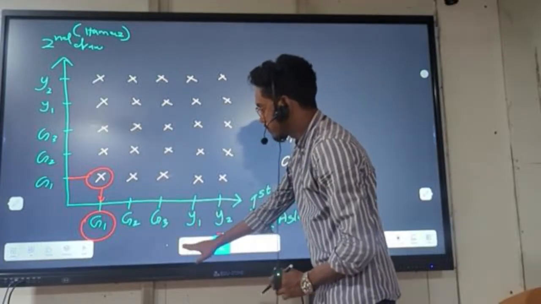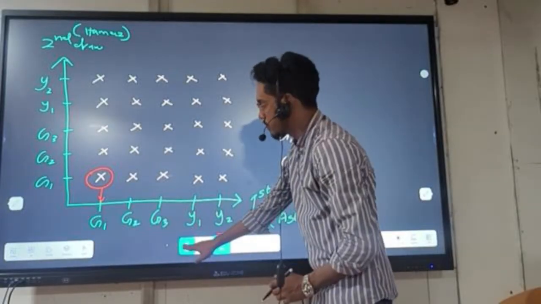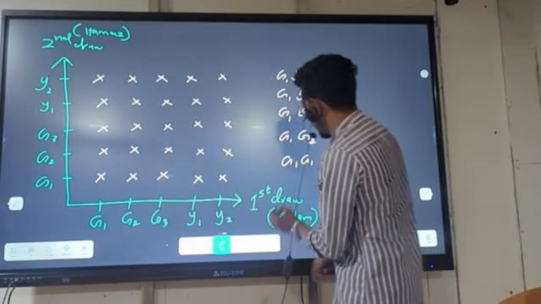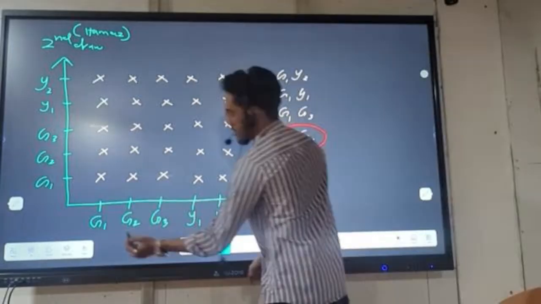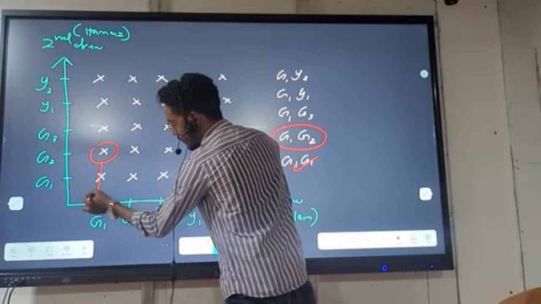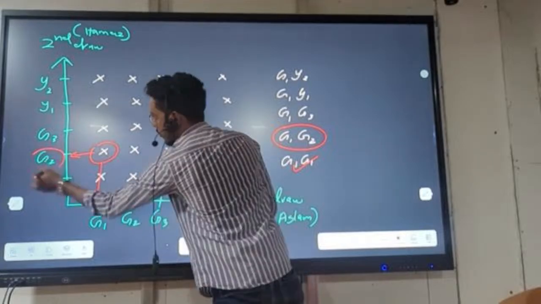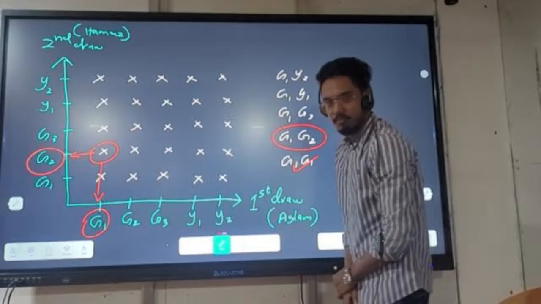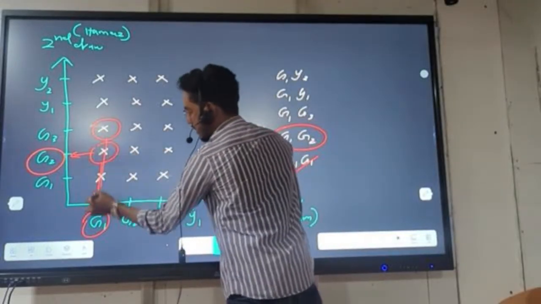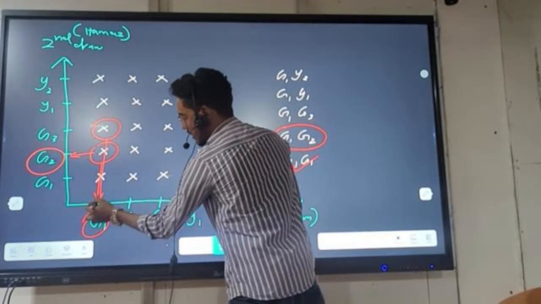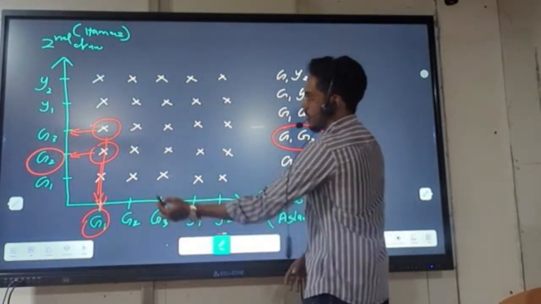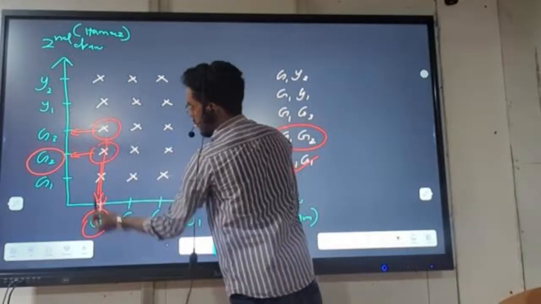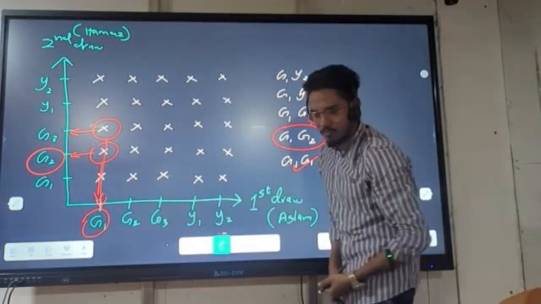So this is done. We'll see this one, G1, G2, which means taking G1 in the first draw, G2 in the second draw. If you take this one, G1 in the first draw, G3 in the second draw. G1 in the first draw, Y1 in the second draw. G1 in the first draw, Y2 in the second draw.